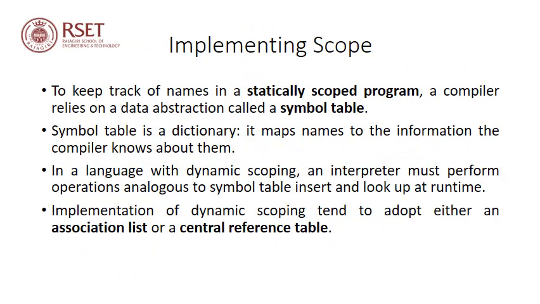Now we'll see what are the data structures used for implementing static and dynamic scoping. To keep track of names in a statically scoped program, a compiler relies on a data abstraction called a symbol table. A symbol table is a dictionary. It maps names to the information the compiler knows about them. In a language with dynamic scoping, an interpreter must perform operations analogous to symbol table insert and lookup at runtime. Implementation of dynamic scoping tends to adopt either an association list or a central reference table.